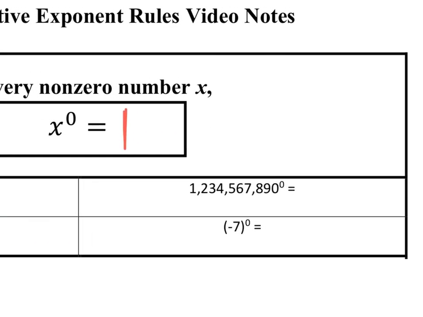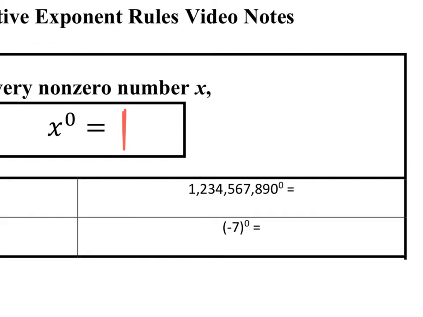If we take a look at 1,234,567,890, this whole number, this huge number, is raised to the 0 power, it equals 1. And if we have negative numbers, if our base is negative and it's raised to the 0 power, it's also equal to 1. And that by far will be pretty much our easiest exponent rule for this unit.